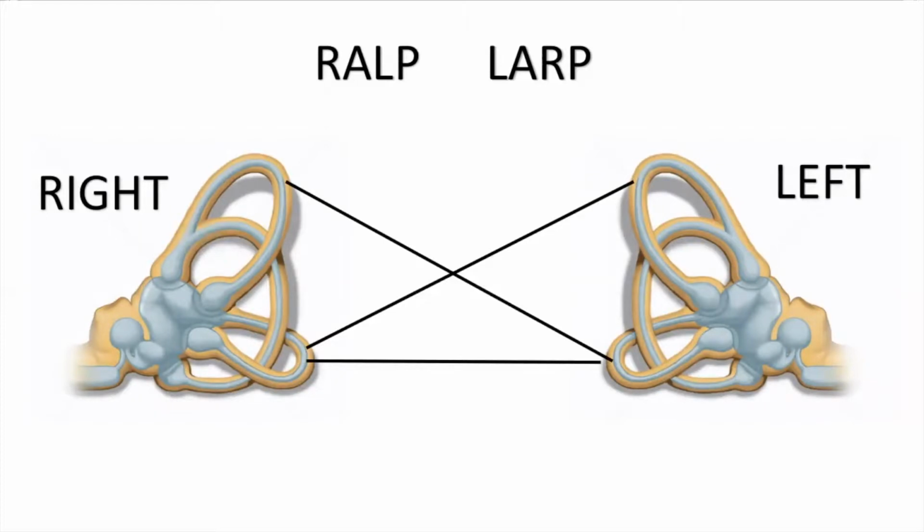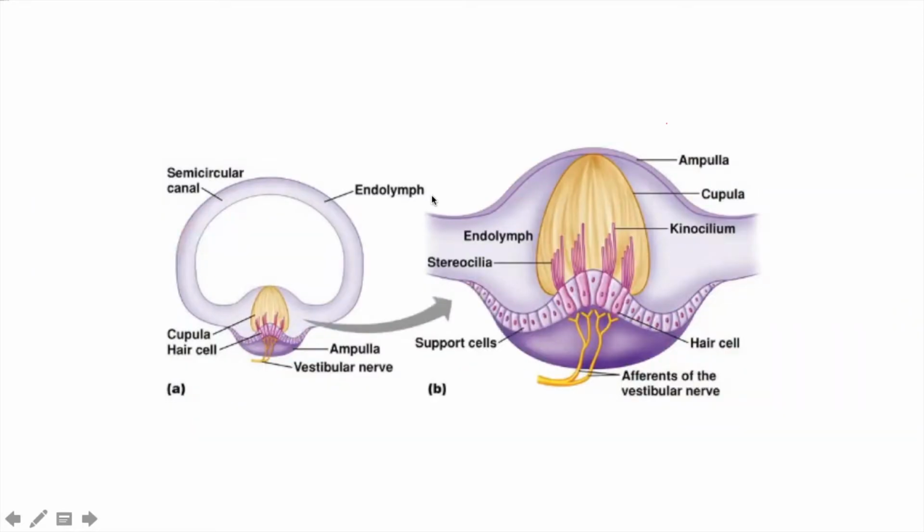Now that we know which canals sense motion on the same planes, let's look at how the semicircular canals actually sense head tilt. Each semicircular canal has an enlarged end called an ampulla, and that can be seen right here. And the ampulla houses the sensory epithelium, which is the crista ampullaris. Now let's take a look inside the ampulla. The crista ampullaris is covered by a gelatinous mass called the cupula. That's the yellow. And the cupula goes from the floor of the ampulla to the top of the ampulla.